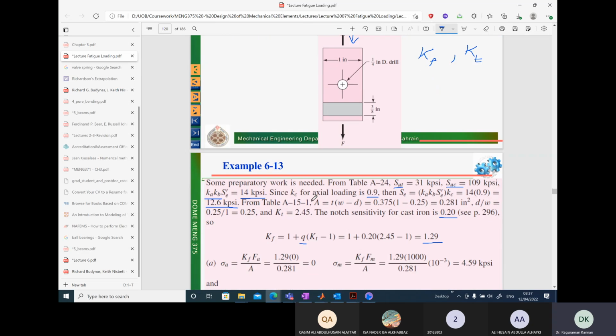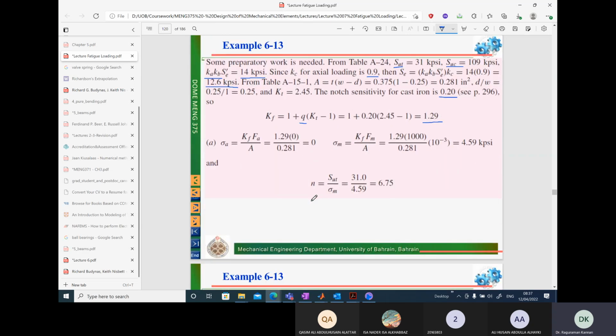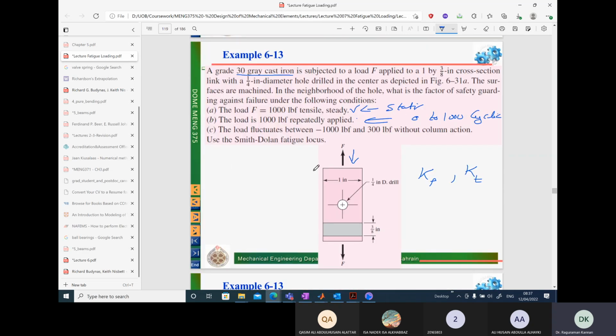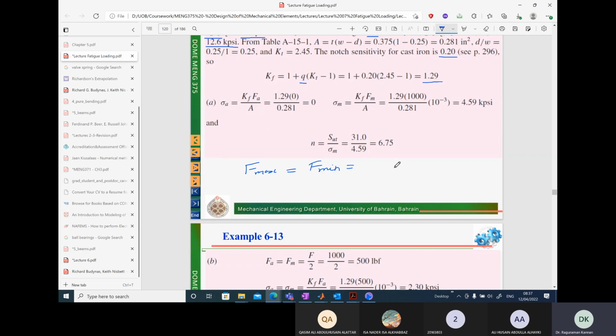It's a steady state force. What does steady state mean? From fatigue point of view, F max and F min are equal and equal to the force value, whatever value you have, which is given to be 1000. Okay, 1000. So what does this mean?